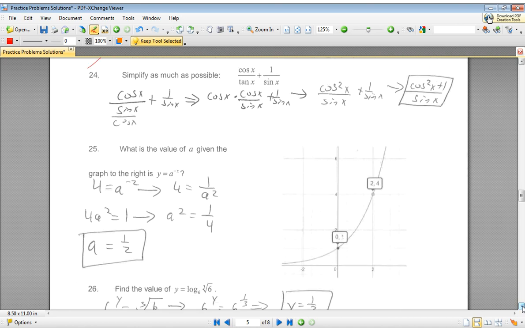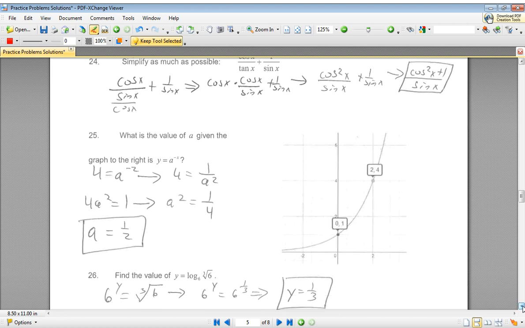24, simplify as much as possible. So turn everything into sine and cosine. So we have cosine over sine over cosine. When you divide by a fraction, you multiply by the reciprocal. We happen to have a common denominator then. So we have cosine squared plus 1 over sine.